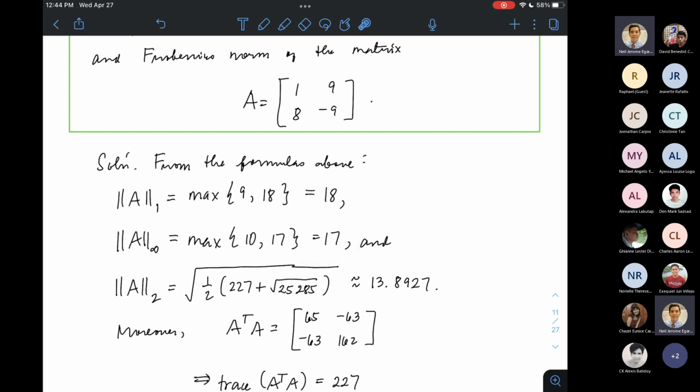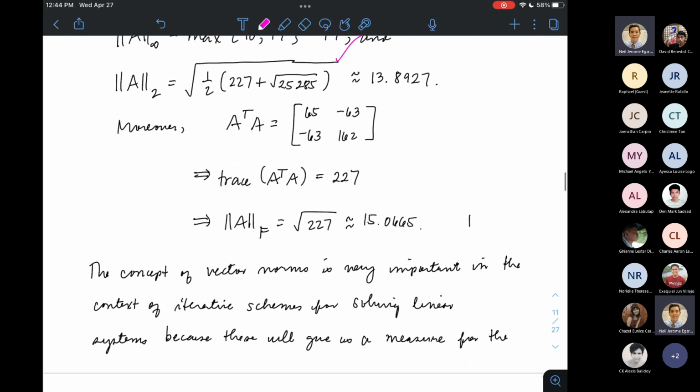All right? Yung 2 norm, medyo tricky. Kinompute ko siya symbolically. Ito yung sagot. But that's approximately 13.8927. Okay? But you can do this in MATLAB. Gawin nyo lang norm ng A, comma 2. That will give you the 2 norm of that matrix A. Don't worry, hindi ko naman kayo pagko-computein nang mano-mano. So ipapa-MATLAB natin yan.